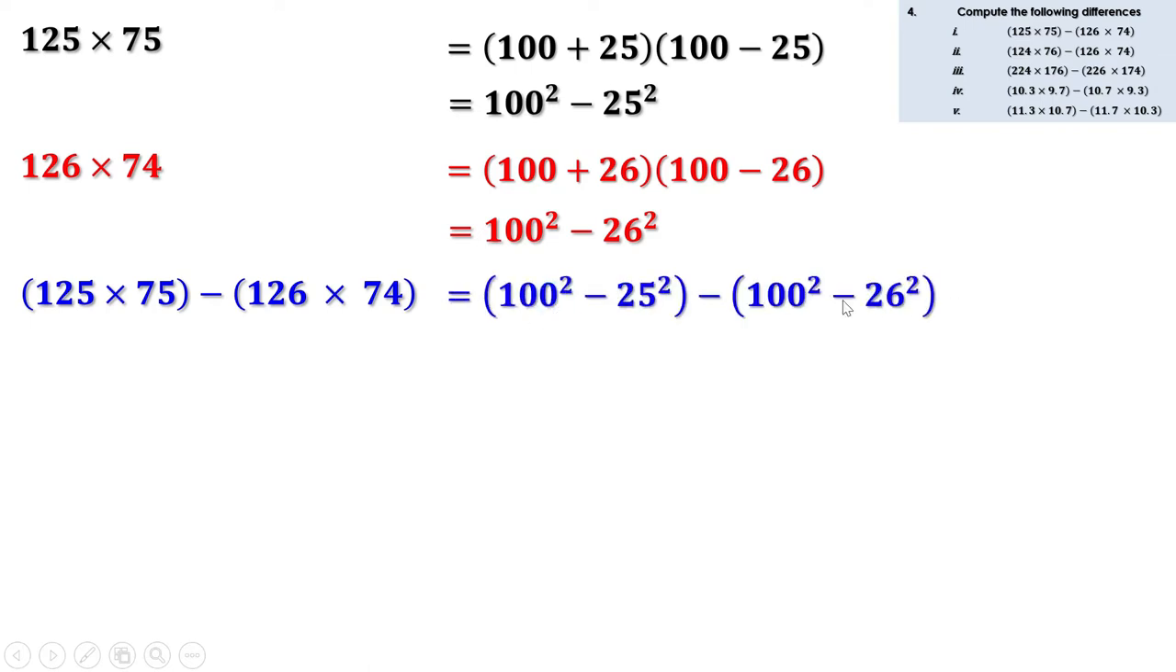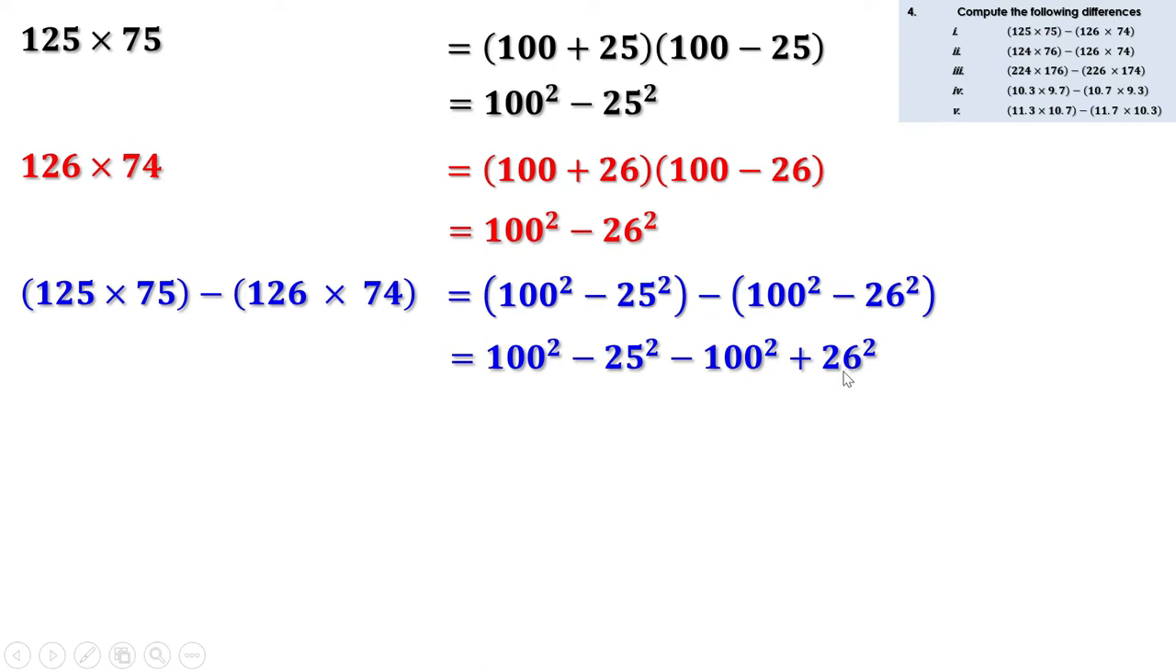Let us remove the bracket at first. This can be written as 100 square minus 25 square. But here there is a minus sign before the bracket. So each and every term within the bracket should be multiplied by this minus sign. So this becomes minus 100 square and this becomes plus 26 square. So we can write this as 100 square minus 25 square minus 100 square plus 26 square. 100 square minus 100 square is 0. Then we get minus 25 square plus 26 square.